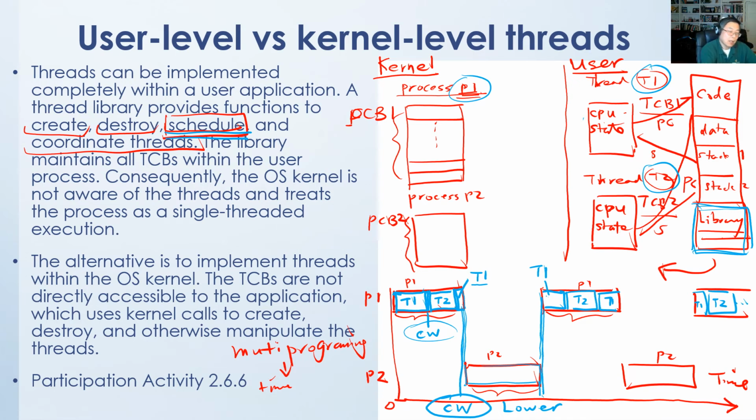So you need to realize that the context switching between thread 1 and thread 2 is completely in the user space within the process. It's actually controlled by the thread library. Okay. So the operating system is not aware of all this that's happening inside process 1.